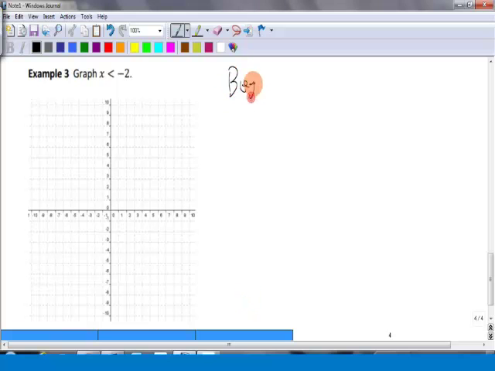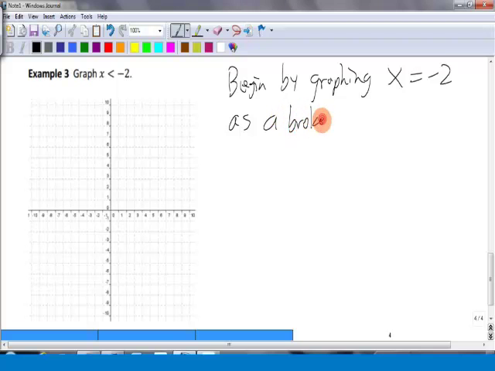So begin by graphing x equals -2 as a, what kind of line? Broken or solid? Broken line.